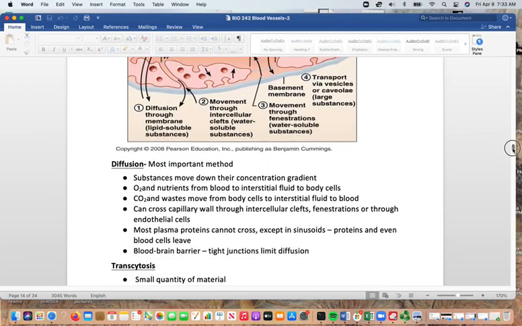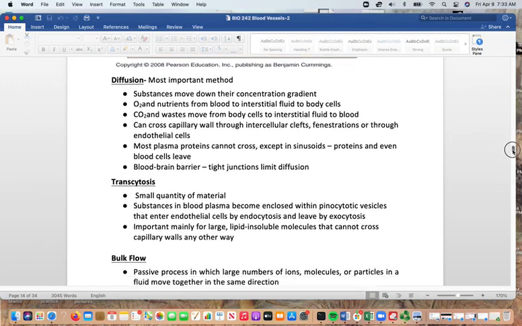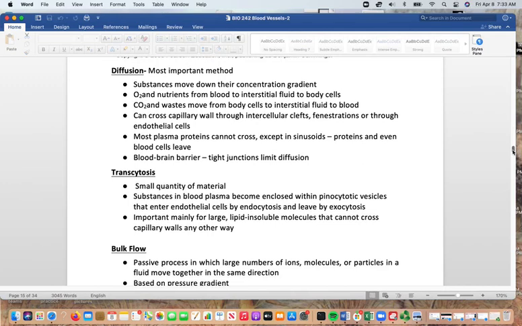So diffusion is the most important method. Things will move down their concentration gradient. So they're going to move from a more concentrated area to a less concentrated area. Oxygen and nutrients from the blood will do this into the interstitial fluid and body cells. Carbon dioxide and waste will move from the body cells to the interstitial fluid and then back into the bloodstream. So they can cross the capillary wall through those intercellular clefts, fenestrations, or the endothelial cells.